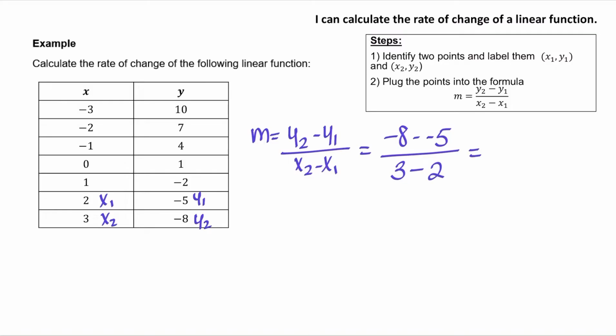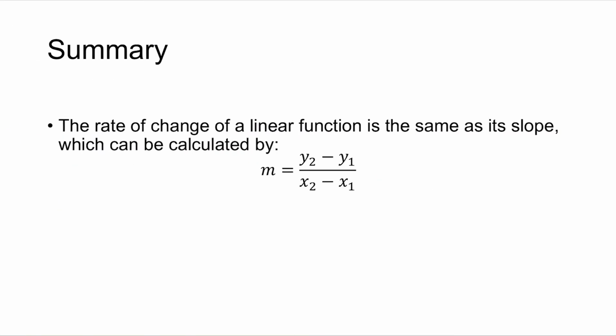Now let's simplify. We have -8 minus -5, which will turn into a plus. -8 plus 5 is -3. And that's divided by 3 minus 2, which is 1. So -3 divided by 1 is going to be a rate of change of -3. Remember that the rate of change of a linear function is the same as its slope, and we can calculate it using the formula m equals y2 minus y1 divided by x2 minus x1.